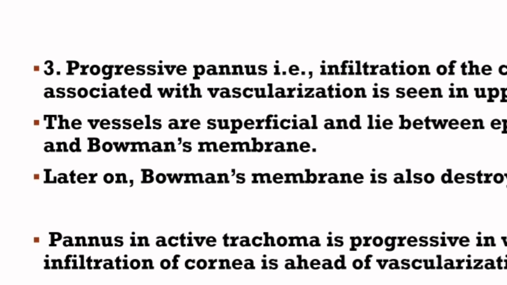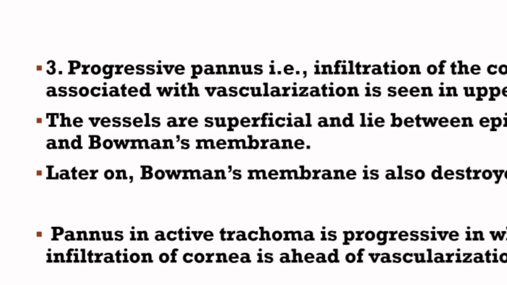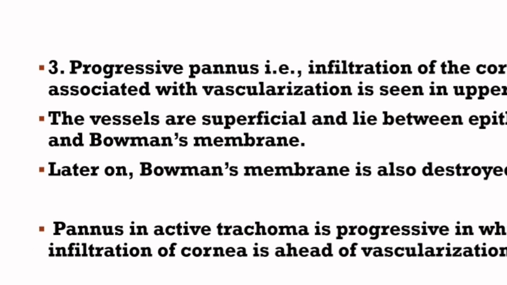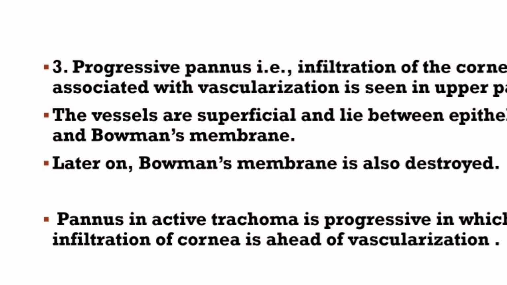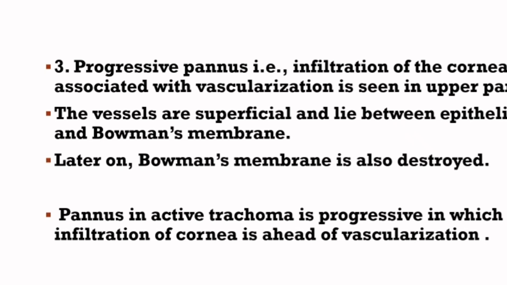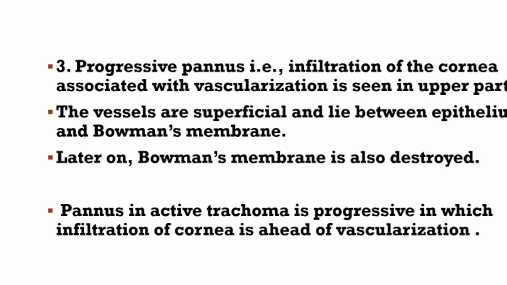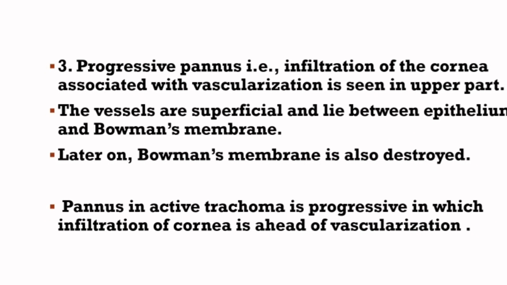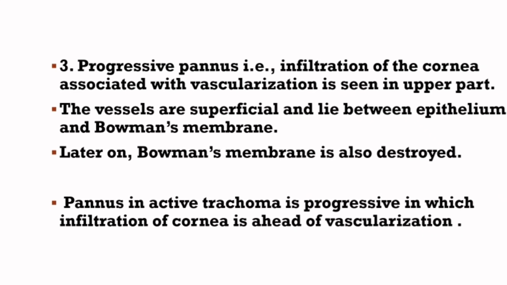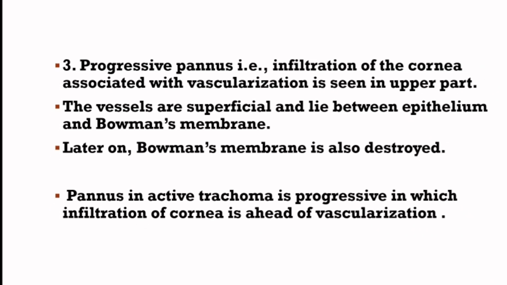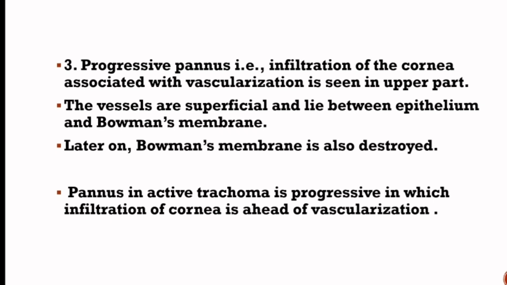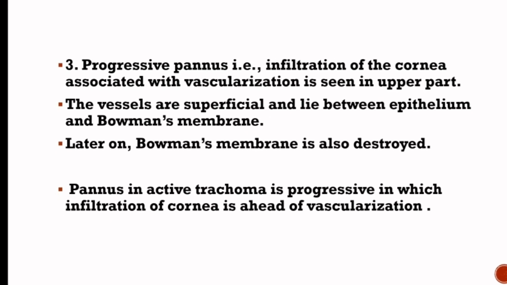Third corneal sign is progressive pannus, that is, infiltration of the cornea associated with vascularization is seen in upper part. The vessels are superficial and lie between epithelium and Bowman's membrane. Later on, Bowman's membrane is also destroyed. Pannus in active trachoma is progressive, in which infiltration of cornea is ahead of vascularization.